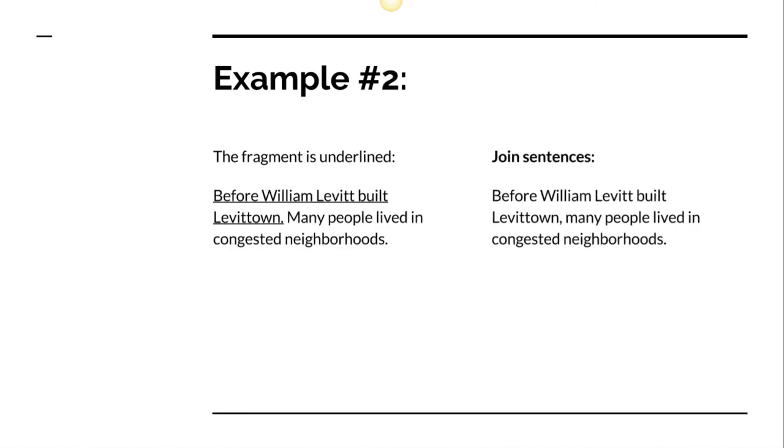For a second example, here the fragment is underlined yet again. The sentence says, before William Levitt built Levittown, many people lived in congested neighborhoods. This is also an easy correction. You can join the sentences in order to make it a complete idea. Our correction reads, before William Levitt built Levittown, many people lived in congested neighborhoods. You can hear that this sentence sounds much more correct than the previous sentence.